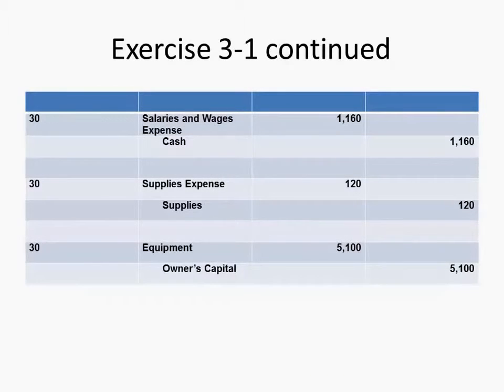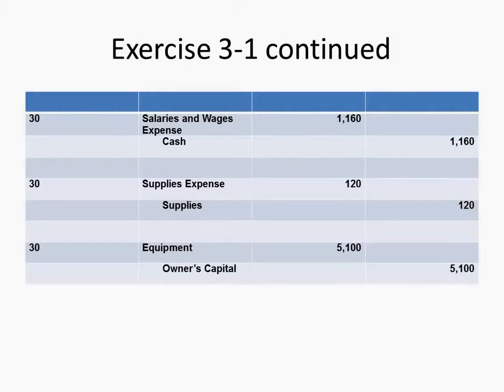On to the next. Paid the receptionist $1,160 for the month. Debit expense, credit cash for the $1,160. Account of supplies indicated that $120 of supplies had been used. So now they come out of supplies and into supplies expense. Now they're expensed as they're used up. And on the 30th, purchased a new computer for $5,100 with personal funds. The computer will be used exclusively for business purposes.